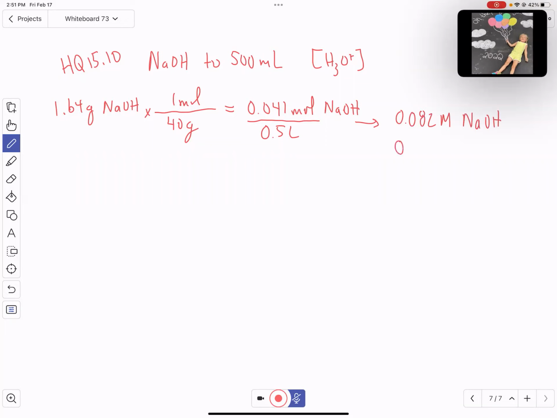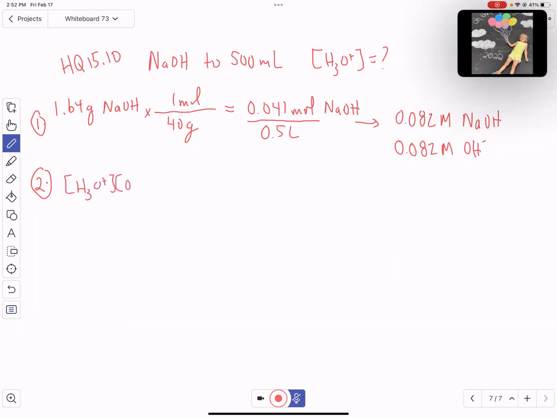NaOH is a strong base, so it's going to ionize completely. So that means I'm going to have 0.082 molar hydroxide, because sodium hydroxide concentration is 0.082 molar. Sodium hydroxide is a strong base. It ionizes completely, so my concentration of sodium hydroxide equals the concentration of hydroxide. Now that we know hydroxide, we can get to work finding hydronium concentration.